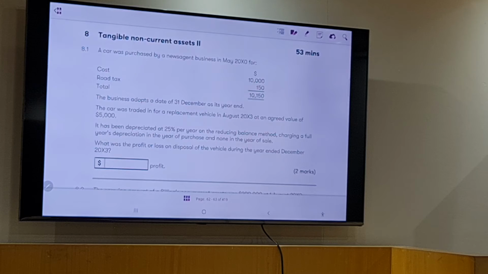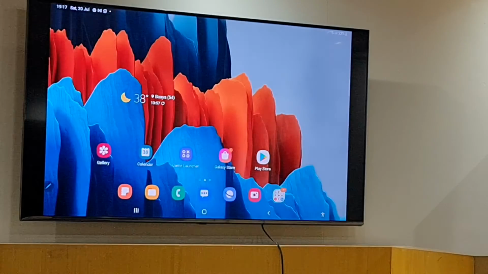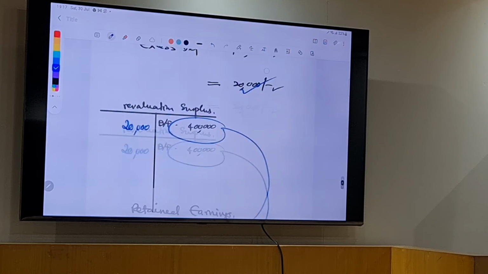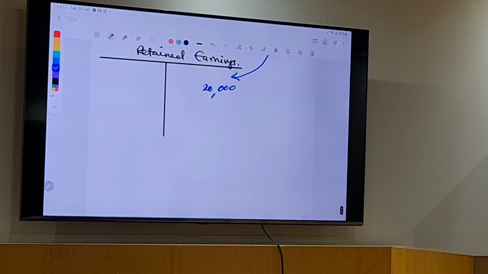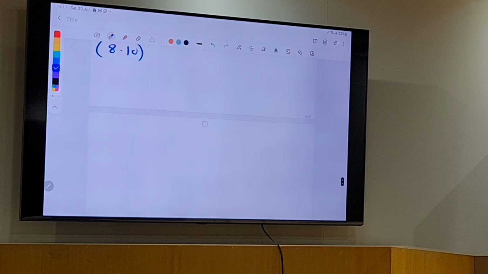You understand this or you don't understand? Baba, I teach you this in the class. Question number please. 8 point 1. Would you see?